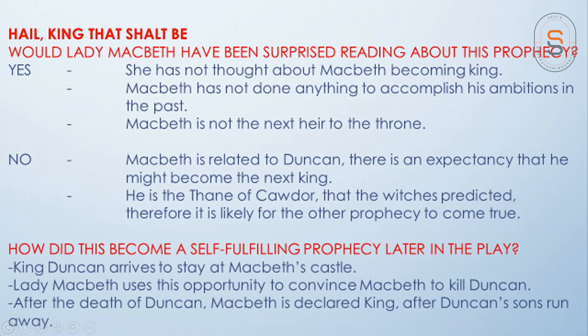You see the extent of information that is given here. If you only answer that Macbeth killed Duncan, you can only expect one mark because it's not enough information. You have to paint the whole picture surrounding that question. How did it come about that Macbeth became king? In other words, this is a self-fulfilling prophecy. You start with Duncan coming to visit at the castle, Lady Macbeth convincing Macbeth to kill Duncan, Macbeth killing Duncan, the sons run away, and Macbeth is declared king.